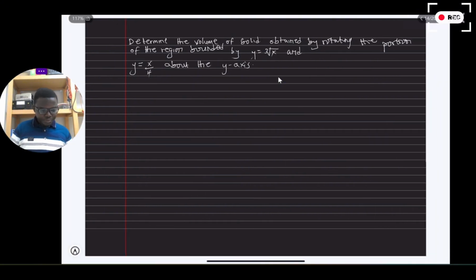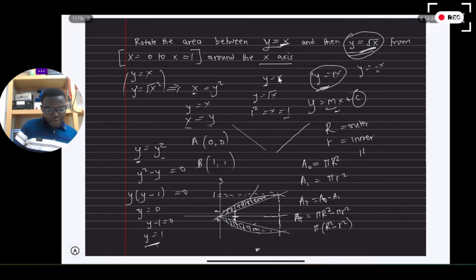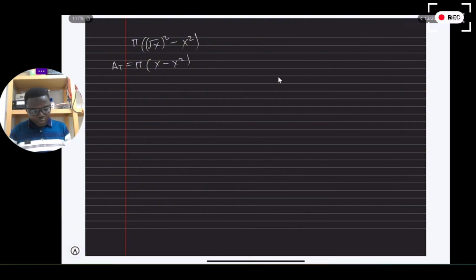And don't forget that we have the limit of integration. Even if it is not given to you, based on what we did over here, you should know that the limit of integration should be 0 and 1, which is the meeting point of the two graphs, right? So based on that, we can say the integral from 0 to 1. You can decide to bring the pi out, and then we use the expression here, and then we have dx.